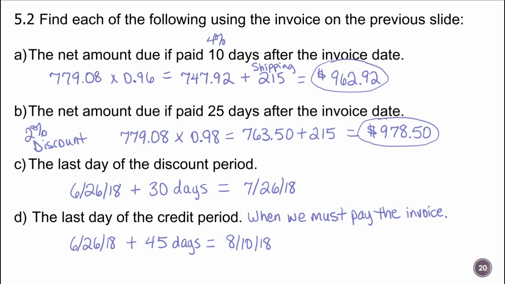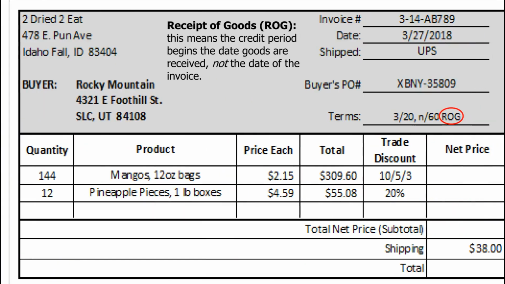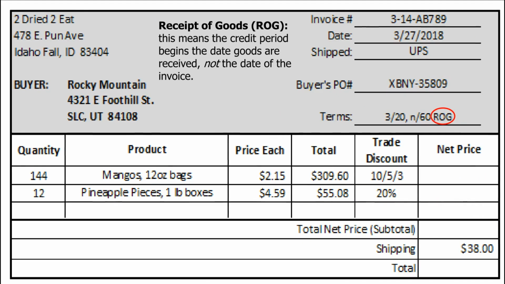All right, so that was one type of invoice. Now there are different kinds of terms that we have to look at. So here's the next one. This one has a few things going on that we have to calculate. Now, I'm not going to spend a lot of time on the calculation, but we are going to look at this thing called receipt of goods. This means the credit period begins the date goods are received.